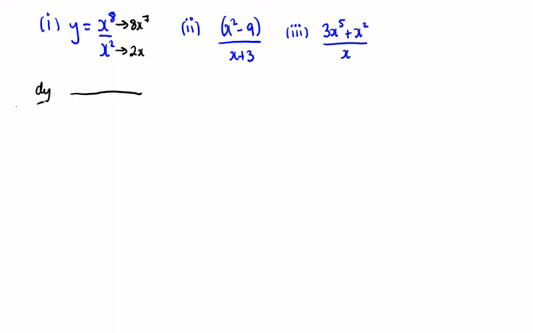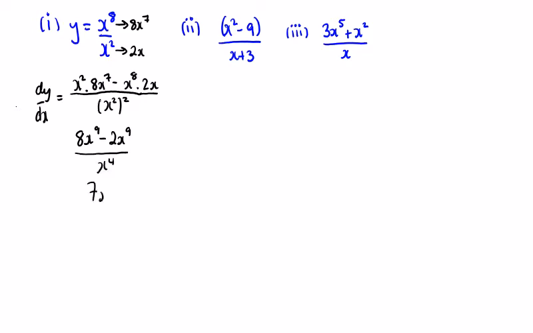So dy dx in this case is equal to the bottom, which is x squared, by the top differentiated, which is 8x to the power of 7, minus the top, which is x to the power of 8, by the bottom differentiated, which is 2x. And that's all over the bottom, x squared, to be squared. So we're going to get 8x to the power of 9 minus 2x to the power of 9 over x to the power of 4, which is going to give me 7x to the power of 9 over x to the power of 4, which is equal to 7x to the power of 5.